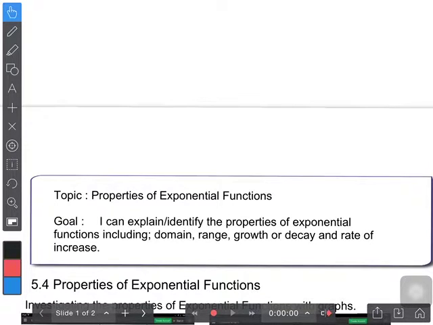Hello and welcome to the fourth lesson in Unit 5. Today we're looking at properties of exponential functions.